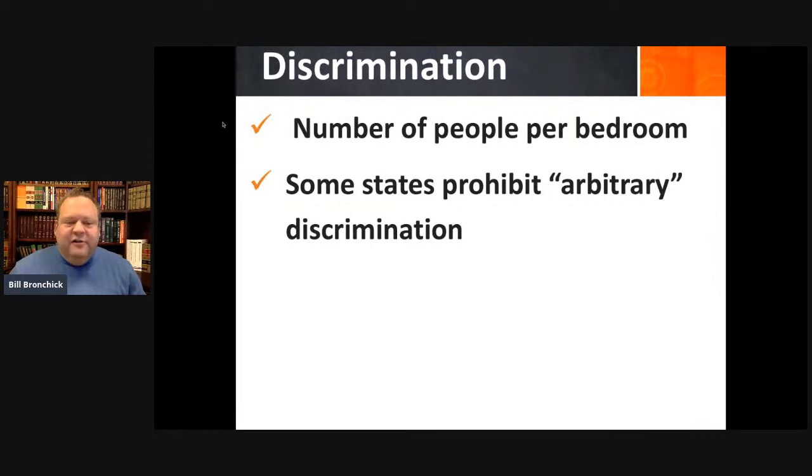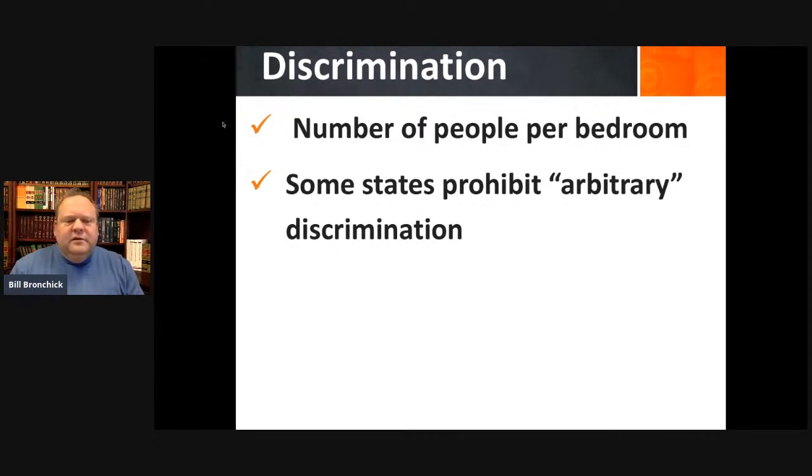When in doubt, follow the federal law. Federal is supreme over state or local. Some states prohibit arbitrary discrimination, and this one really bothers me, California in particular. It is illegal to discriminate against protected classes. And the obvious ones are race and sex and national origin and familial status, whether they have kids and how many kids, et cetera. Those are the obvious ones.